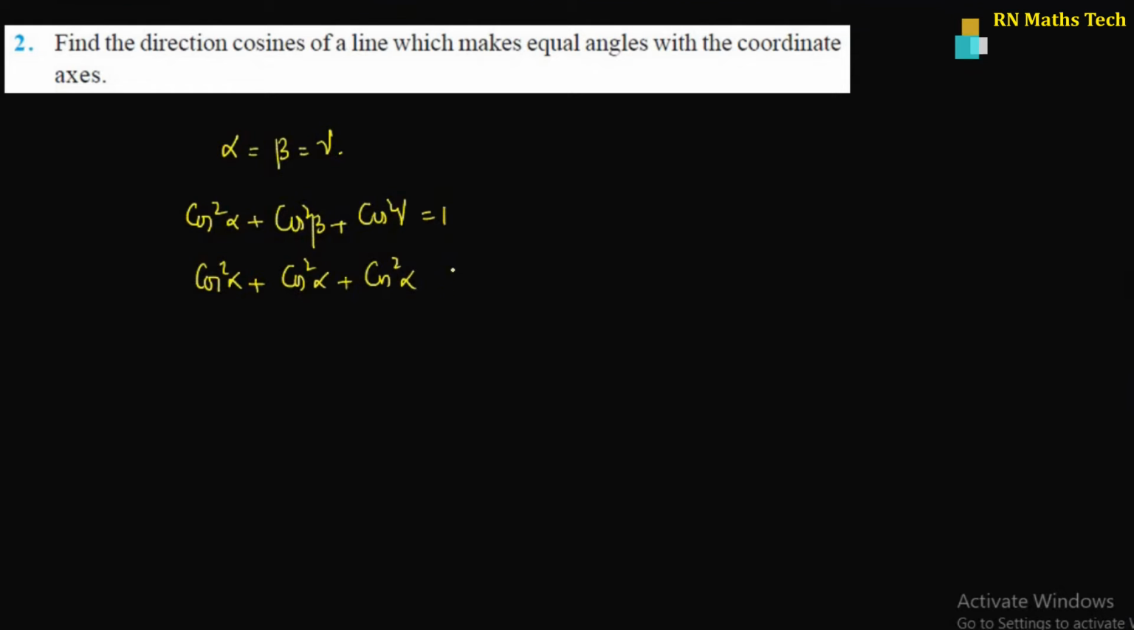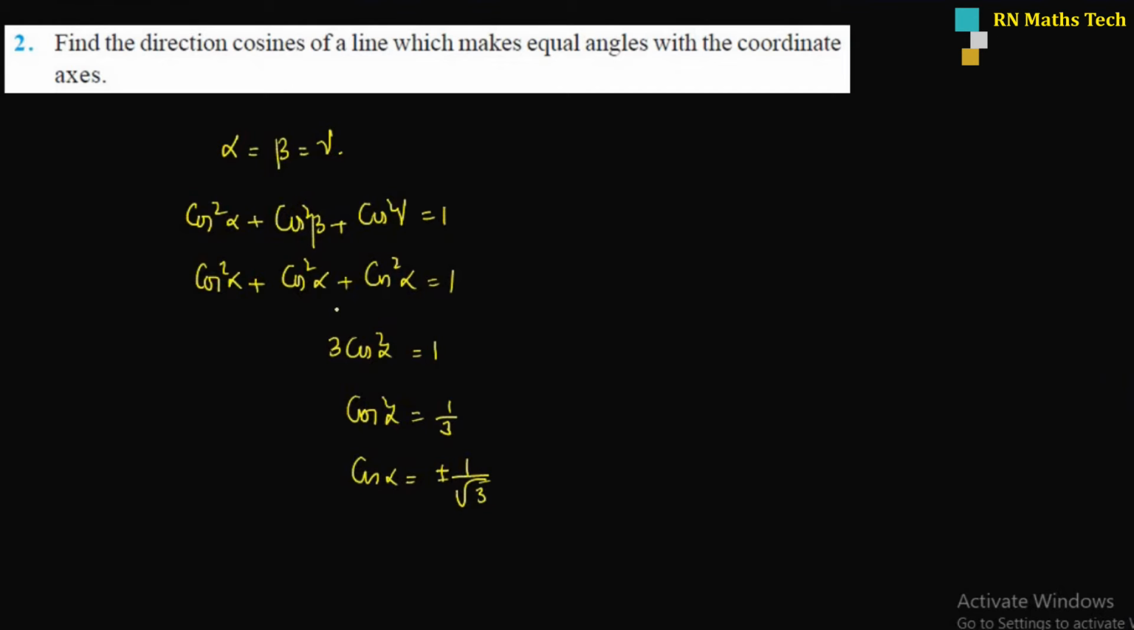Now the second one, find the direction cosines of a line which make equal angles with the coordinate axis. Equal angle means alpha equal to beta equal to gamma. Now we have the result cos square alpha plus cos square beta plus cos square gamma is equal to 1. So that is cos square alpha plus this beta is same as alpha. അപ്പോൾ beta മാറ്റിയിട്ട് അവിടെ alpha കൊടുക്കാം. Gamma is same as alpha. So 3 cos square alpha യുടെ value 1 എന്ന് കിട്ടും. Cos square alpha 1/3 ആണ്. Cos alpha plus or minus 1 by root 3 എന്ന് കിട്ടും.